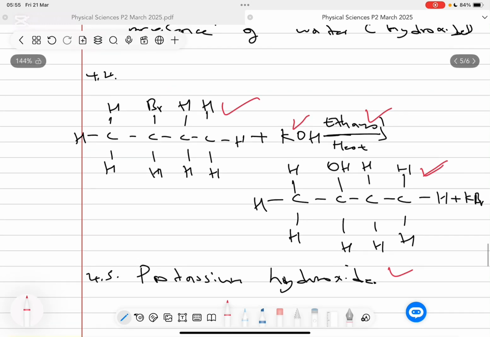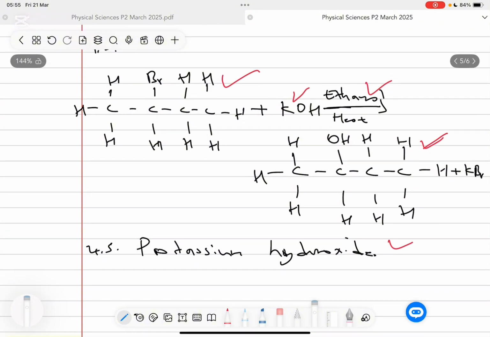Again, you can navigate your answer just like in the previous question. Be sure that all your hydrogens are there. You didn't miss any of them, and that will give you a full mark.